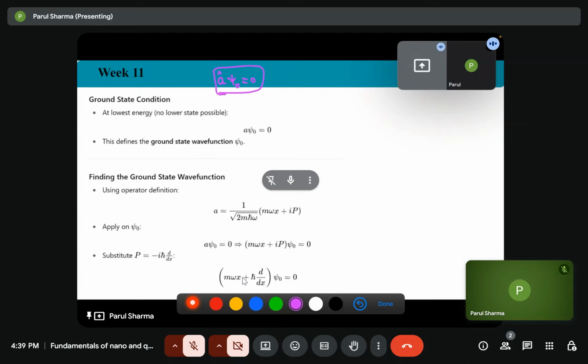Okay, so A psi naught will give us 0. What is the value? This psi naught is the ground state wave function.